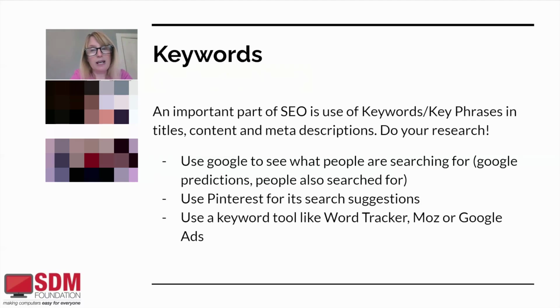You can use Google to see what people are searching for. If you have a particular piece of content and you're trying to decide what you want the title to be, if you start searching for that piece of content, you can see Google will start to predict what you're looking for, and you can use those suggestions to help tailor your phrasing. You can also use the "people also searched for" section, where you'll see other ways that people have found the same type of content, which can give you some clues as to how to phrase your key phrases.